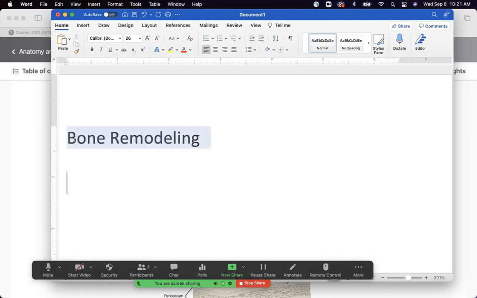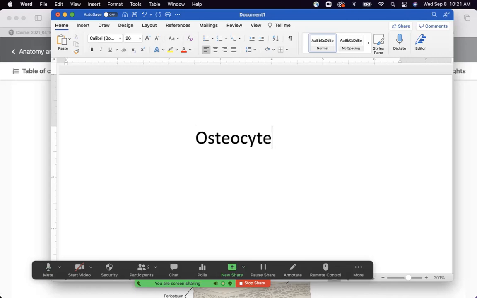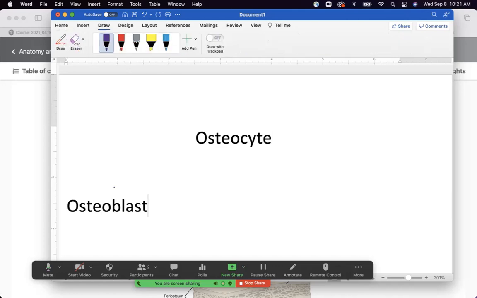And this is why. So bone remodeling is when the bone kind of repairs itself. So you have here the mature bone cell. That's your osteocyte. Now, the immature bone cell is called your osteoblast. So the immature cell can't do much. The osteocyte does a lot of things. So that's part of the cycle.